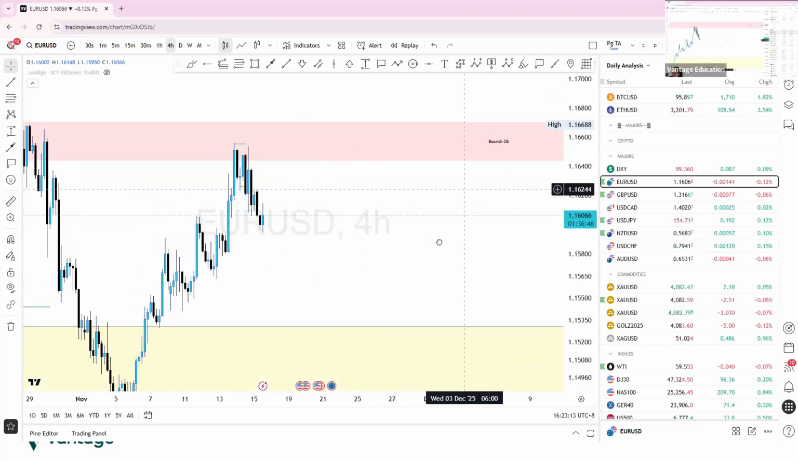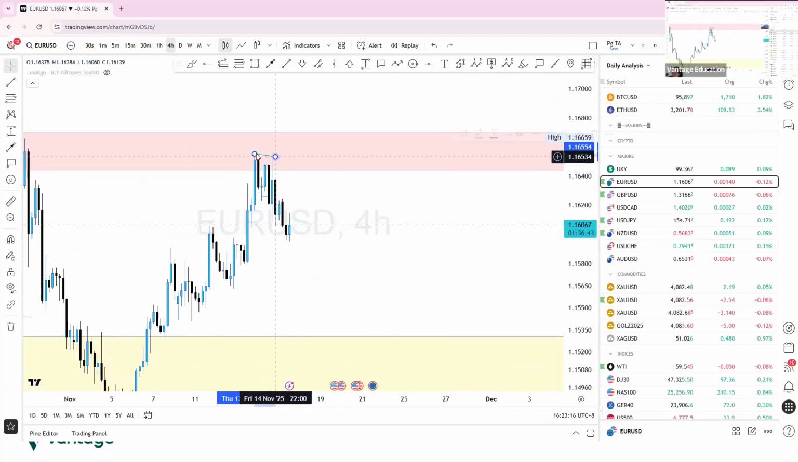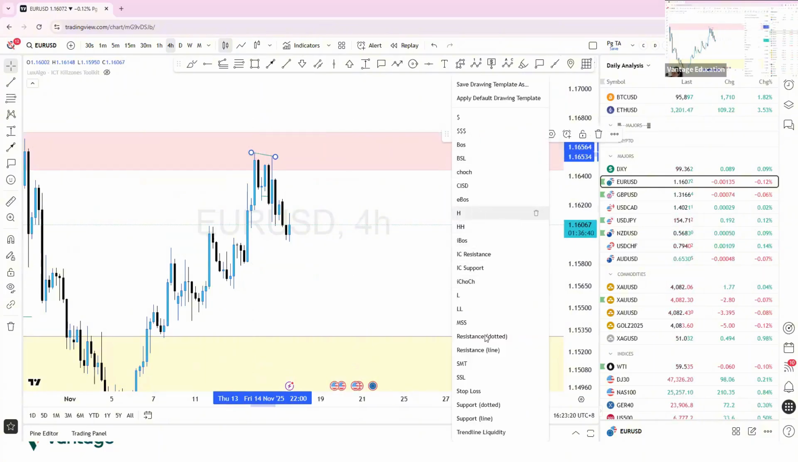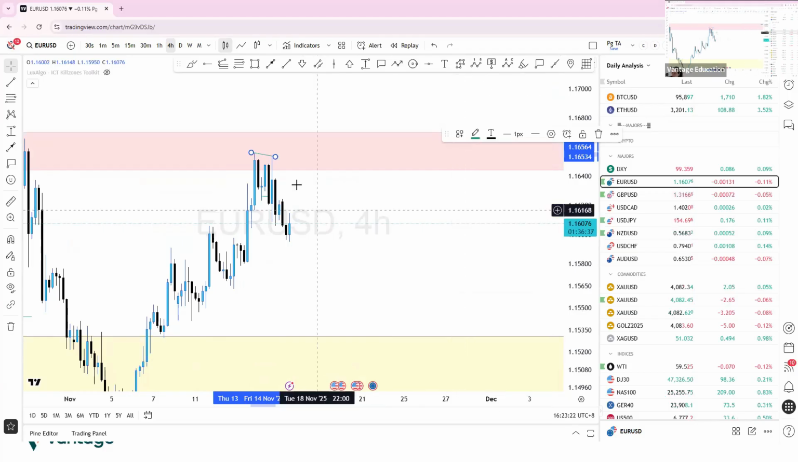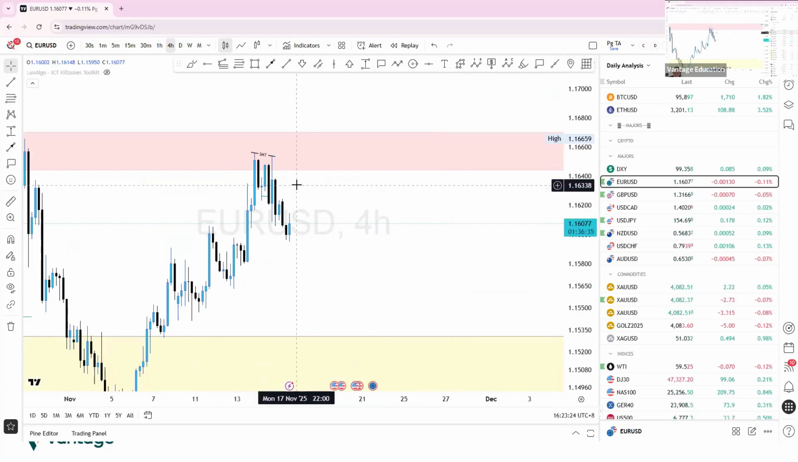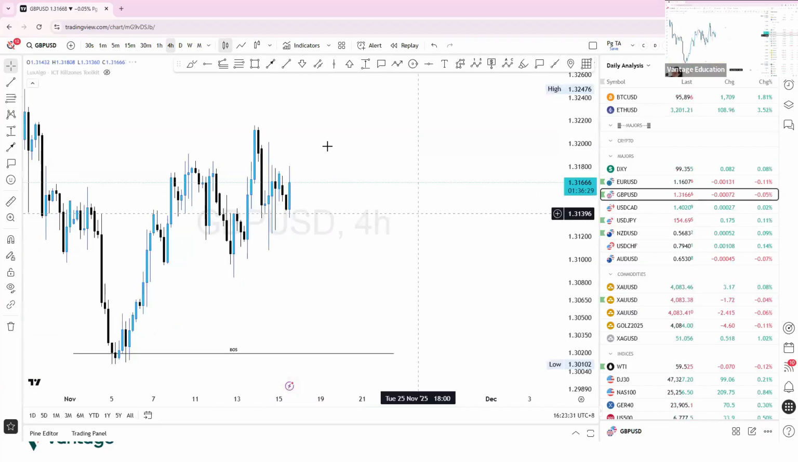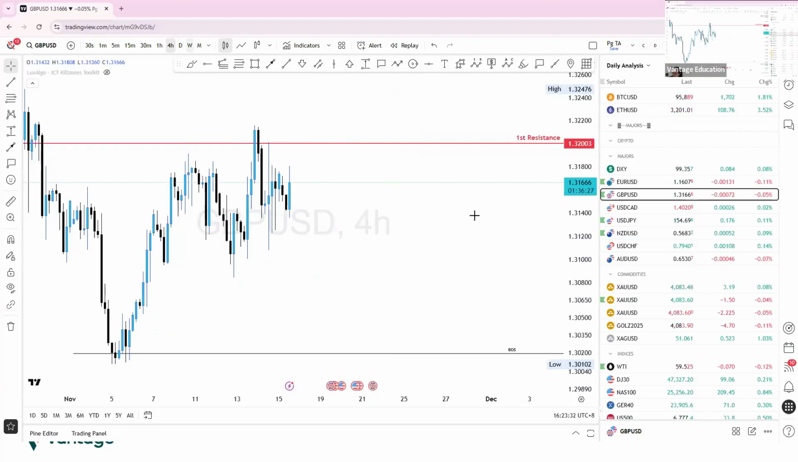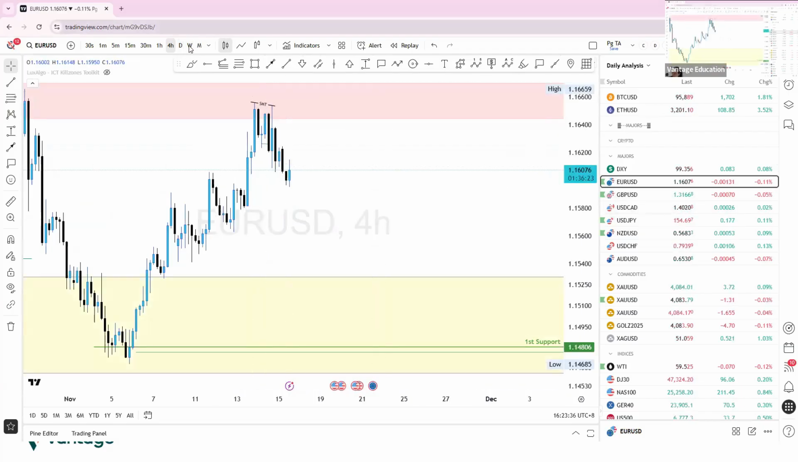Oh, this is one of the things. This is the SMT divergence, if you know about ICT, right? It's an SMT versus the, what time frame is that? H4, or I think weekly.